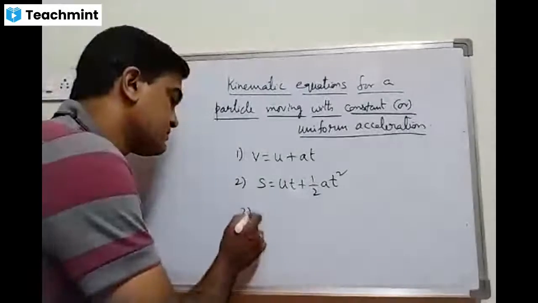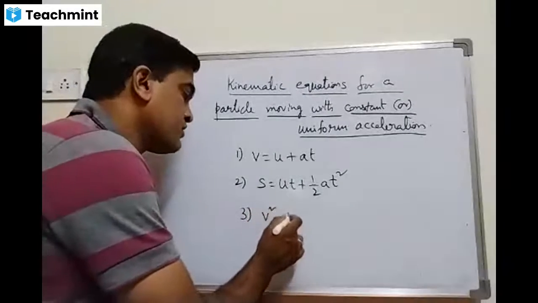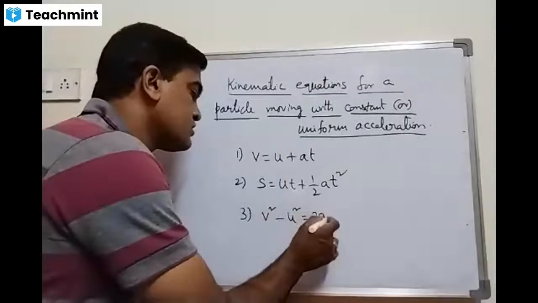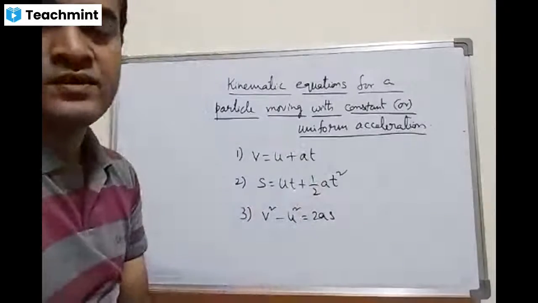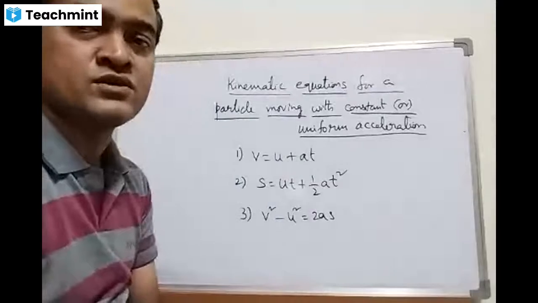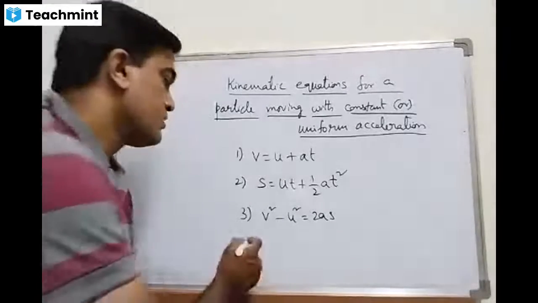Third one is v square minus u square is equal to 2as.